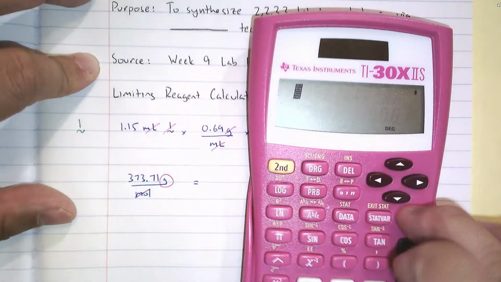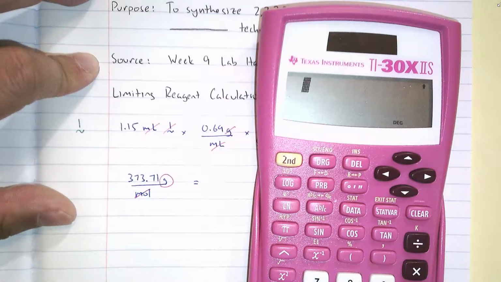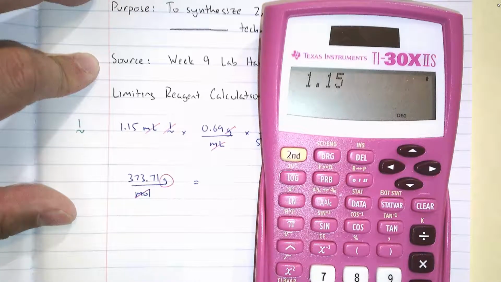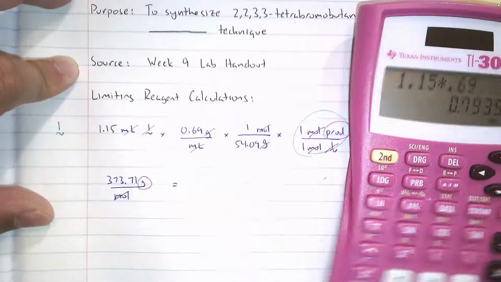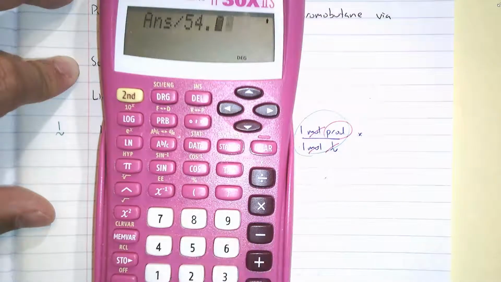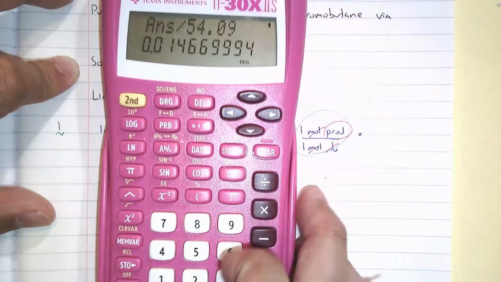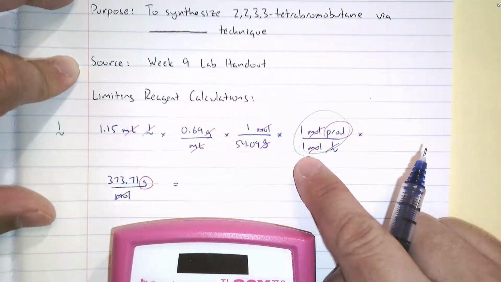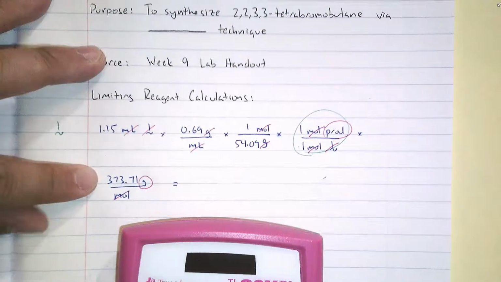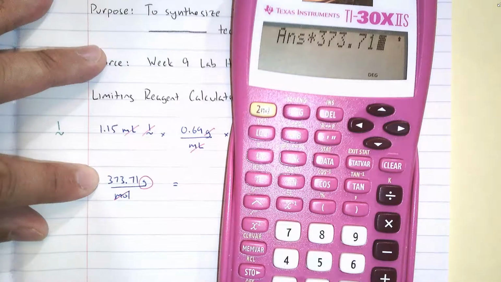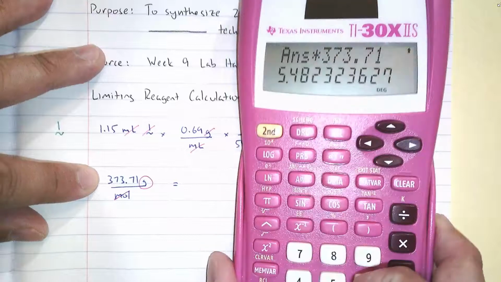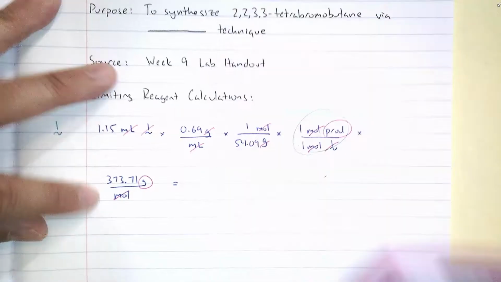For these calculations, I like to press enter after every operation. 1.15 times 0.69 equals. Okay, next, divided by 54.09. Divided by 54.09 equals. Times 1, okay, and then times 373.71 equals. So that's grams, 5.48 grams.